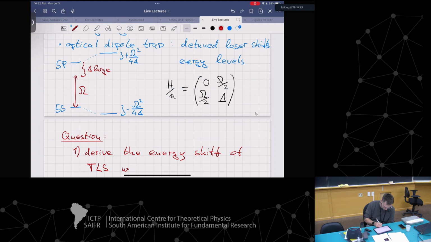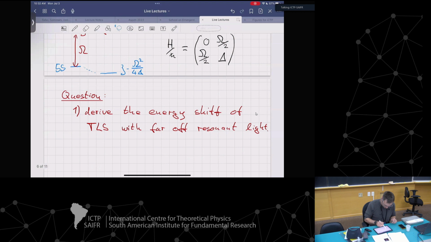with off-resonant light or laser, same thing. So just derive this omega squared over 4 delta. And if you don't reach 4 delta, probably it means that I made some mistake. So don't be too concerned about the small factors. We do it together on Thursday also. So do that. And then, let me actually shift this question a little bit lower. I'm going to add a little bit more consideration.